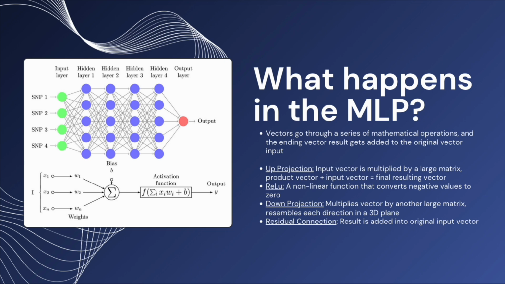The vector is once again multiplied by another large matrix for the down projection operation to reduce the vector's dimensions. We can look at each column of the matrix as a direction in a three-dimensional plane, x, y, and z. It is added once again to another bias vector, and the last operation, the residual connection operation, finally adds the result to the original input vector.